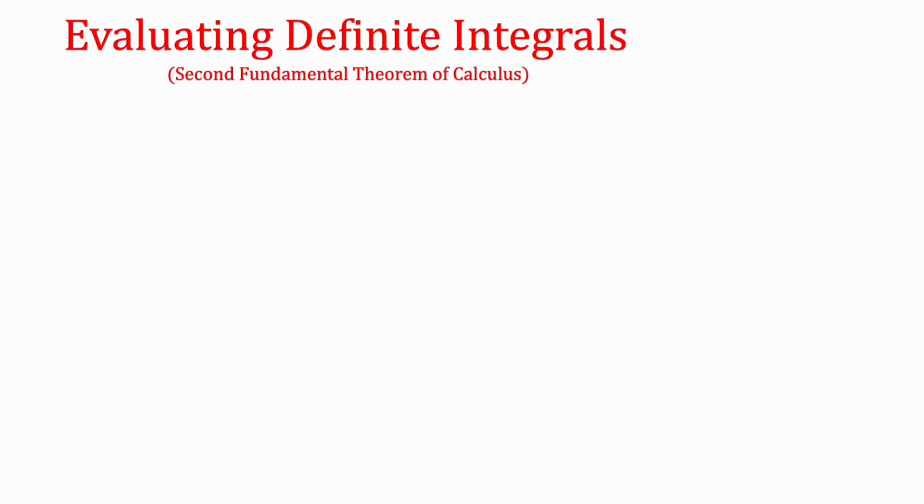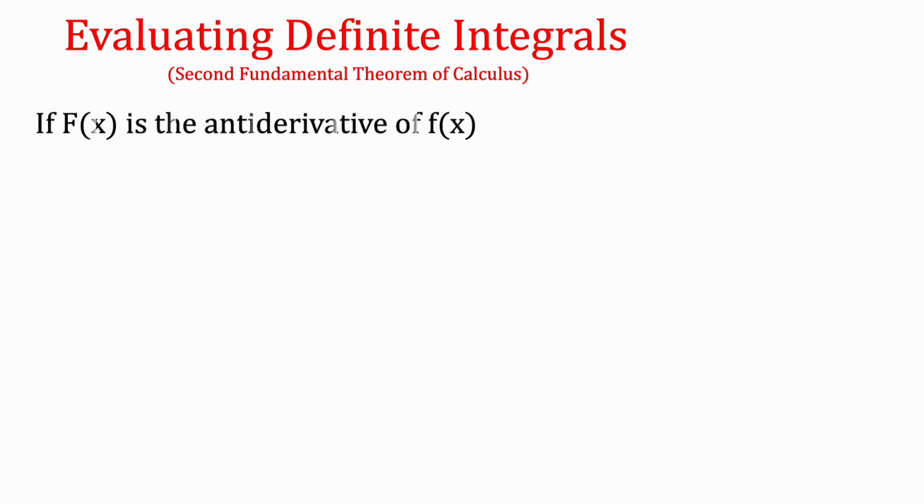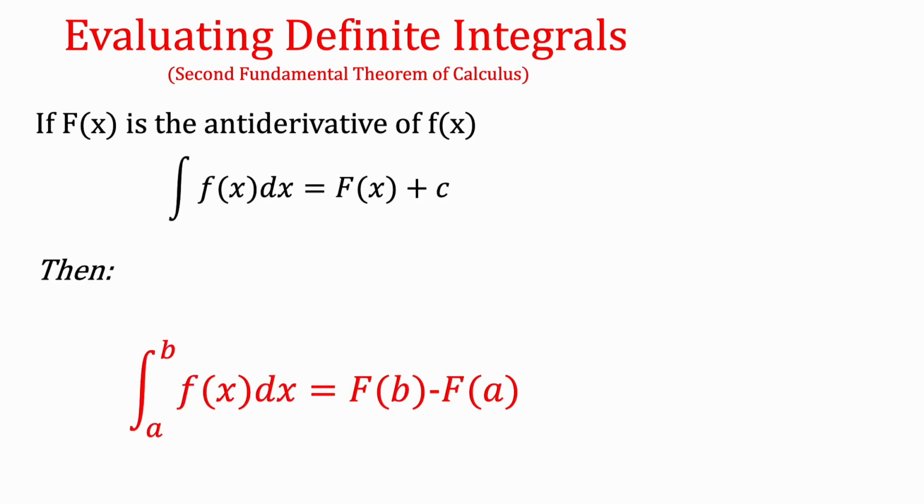The second fundamental theorem states this. If capital F of x, pay close attention, if capital F of x is an antiderivative of small f of x, or as we said before, if capital F is the result of integrating small f, then we can use it to calculate the definite integral. It states that the integral from a to b of f of x dx is equal to capital F of b minus capital F of a.